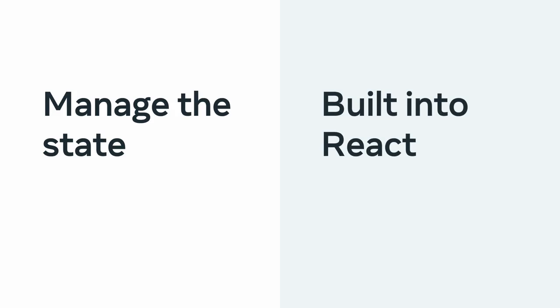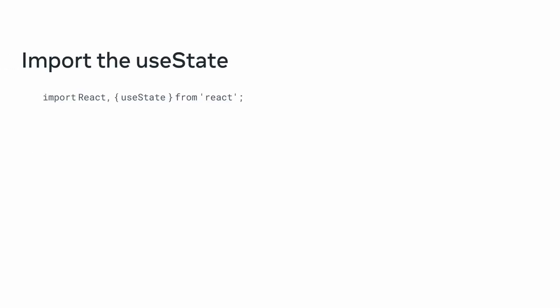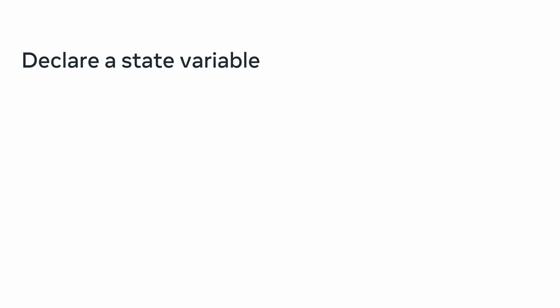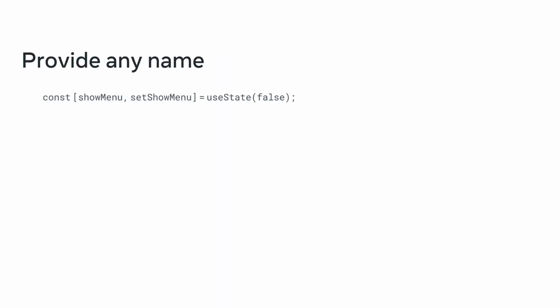into React. To use it, the first thing you need to do is import the useState from React so that it's available for use. The next step is to declare a state variable within a component. You can provide any name to the state variable and the setState function. For this example, let's call the state variable showMenu and the setState function setShowMenu.